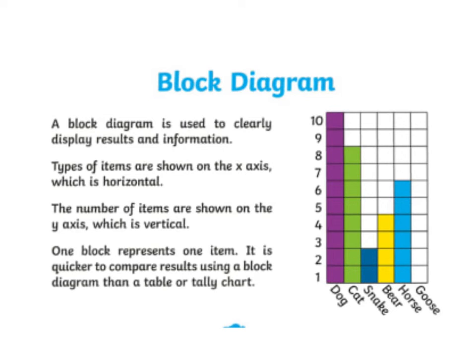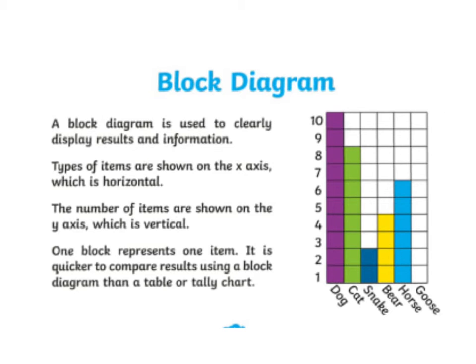How many cats are represented on this block diagram? Have a little think. Yes, you're right. 8. So we've coloured in 8 blocks. What about snakes? Yes, you're right. 2 snakes because we've coloured in 2 blocks. How many bears can we see? 4. 4 bears are represented because we've coloured in 4 blocks.